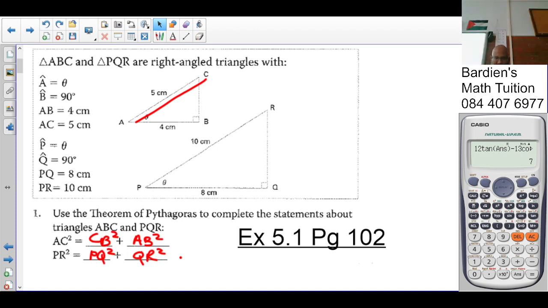Right, let's look at the next question. In the next question, they ask you to calculate the lengths of sides BC and QR. Now you can do the substitution. Do the substitution and solve those two quickly. You guys know what to do. It will be nice if you talk back to me. Okay, nice. Do your thing.